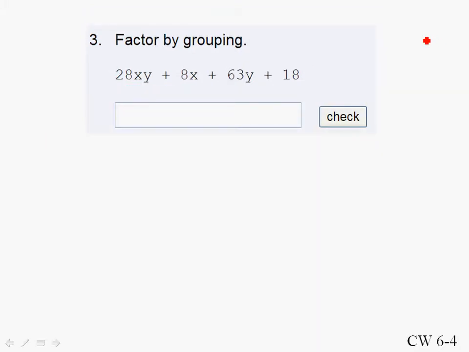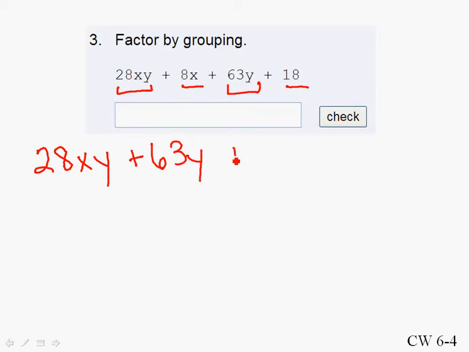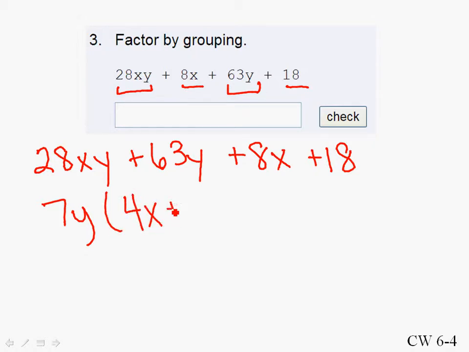For 28xy plus 8x plus 63y plus 18, I'm going to pair the first and third term and the second and fourth term. So first I'm going to rewrite this as 28xy plus 63y plus 8x plus 18. Again, my goal is to have the same factor when I take out the greatest common factor in each pair. So my first pair, my greatest common factor, is 7y. When I divide each term by 7y, I get 4x plus 9.